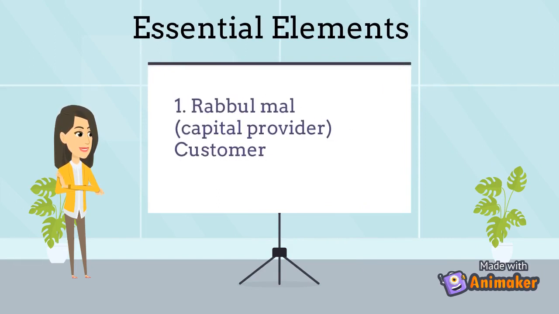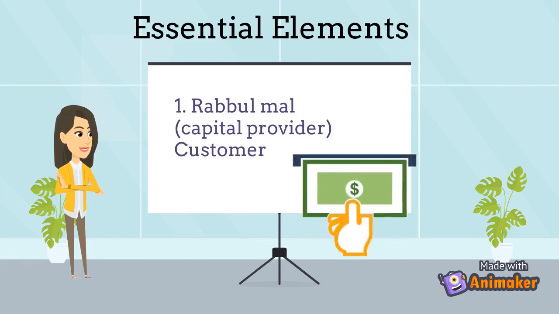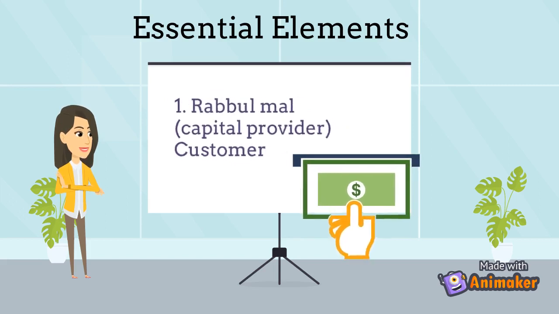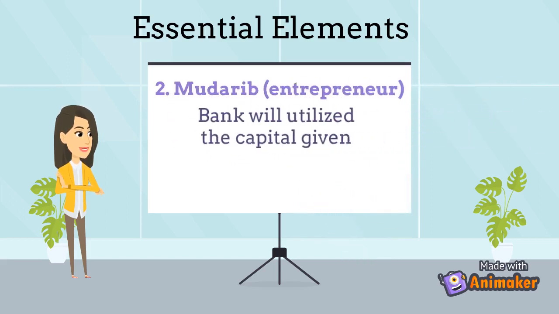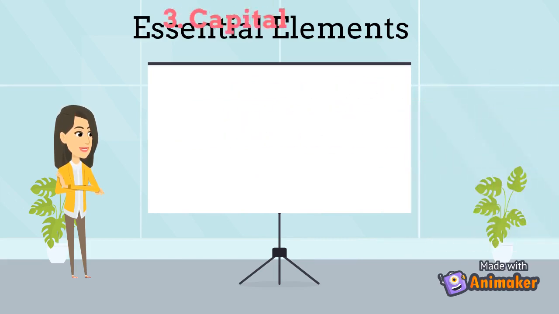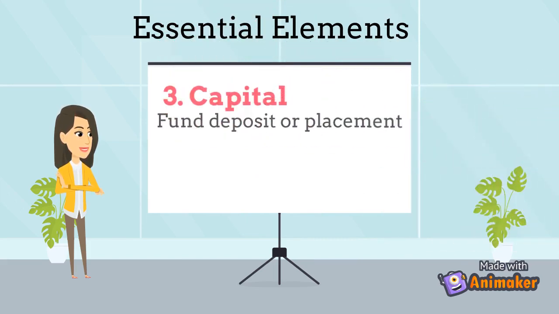First, we have Rabbul Mal. He or she is a customer that will provide capital for a purpose of investment utilized by Mudharib, usually a bank or agent. Next, we have capital. Capital provided by Rabbul Mal must be in form of cash.